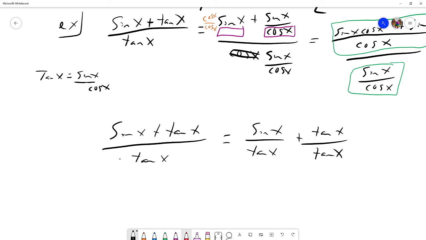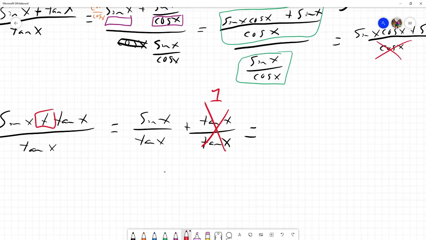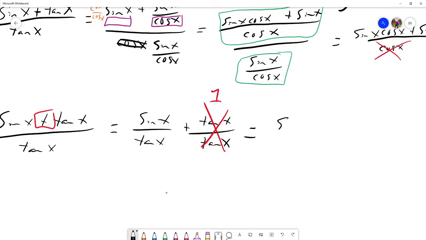So notice in this case we are breaking up our single fraction into two fractions across this addition sign here. So here the tangents kill each other off, leaving you with a 1. So let's make a note. We have a 1 right here. So we get sine x over tangent x plus 1.